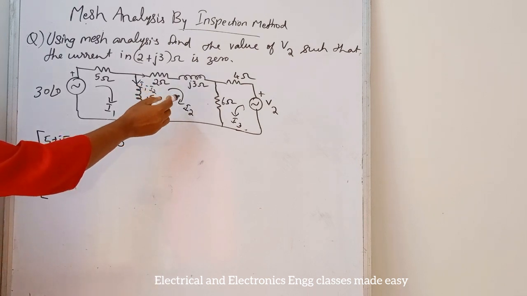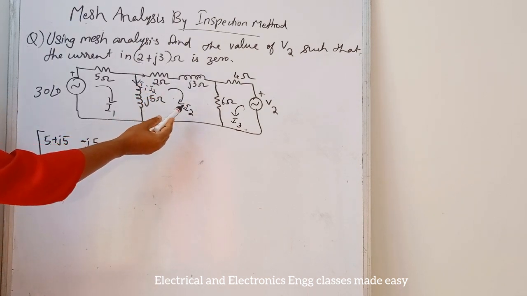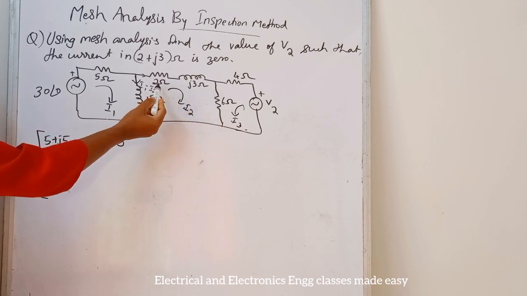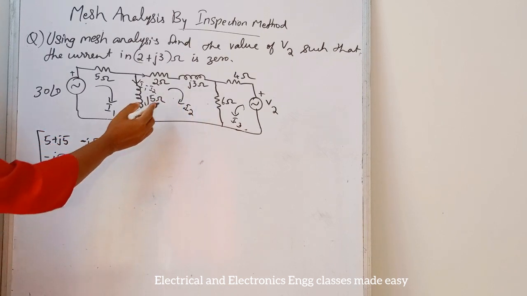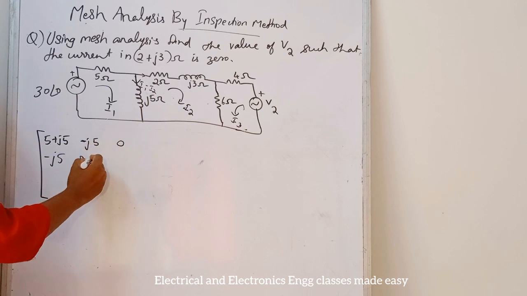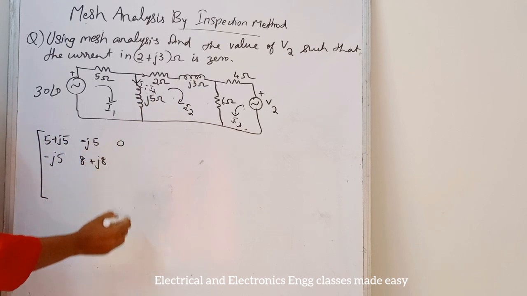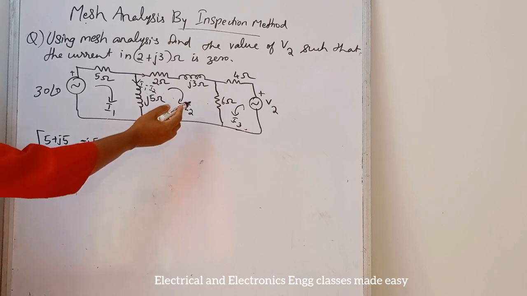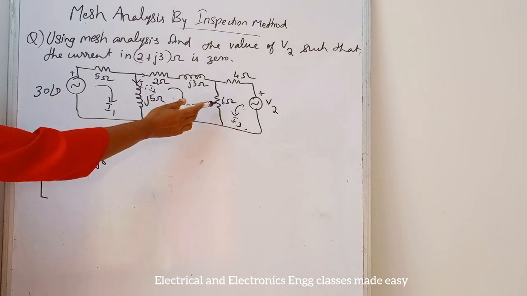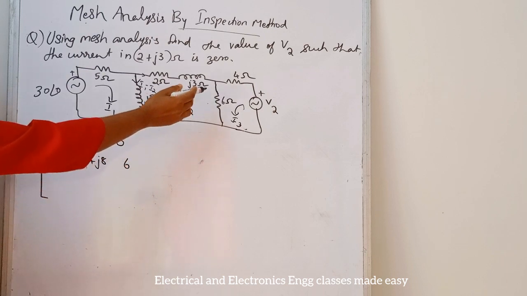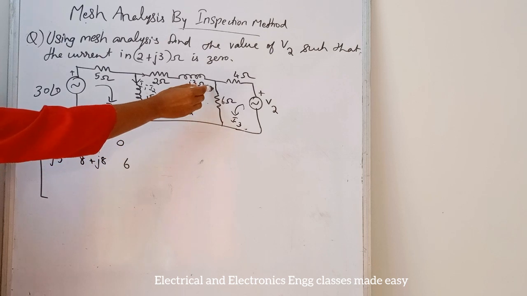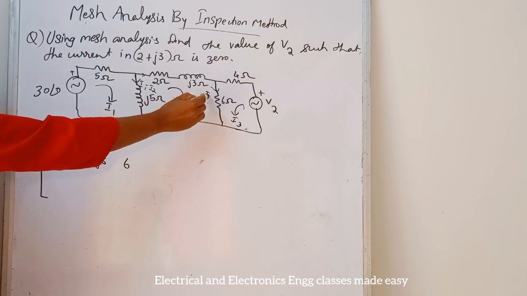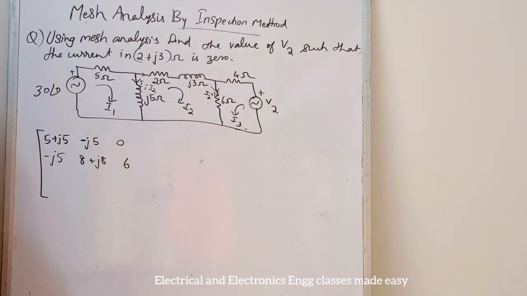Then R22, that is the self resistance in the second loop. Here 6 ohm and 2 ohm, that is 8, then J3 and J5, that is plus J8. Next is R23, that is common to the second and third, 6 ohm, and its sign: here I2 and I3 are in the same direction, so this is the sum of I2 and I3. So here this is positive.